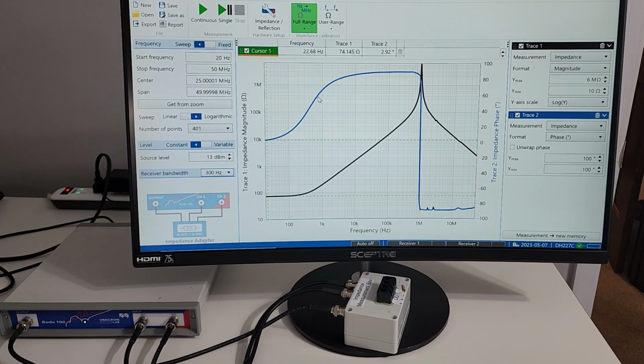I've got the cursor here set at about 22 hertz, and you can see the resistance is about 74 ohms. Now if we find where the L over R time constant is, that's where we have 45 degrees of phase shift. In this particular case, that's happening at 439 hertz. So with these impedances, that works out to about a 26.5 millihenry inductor.